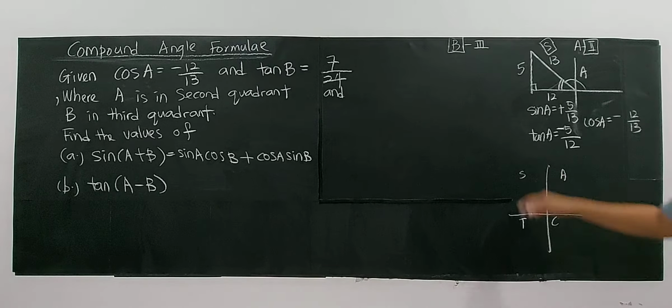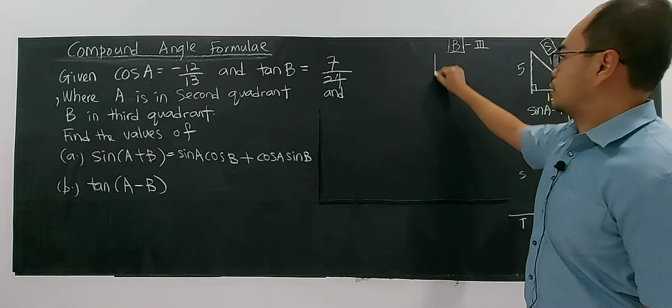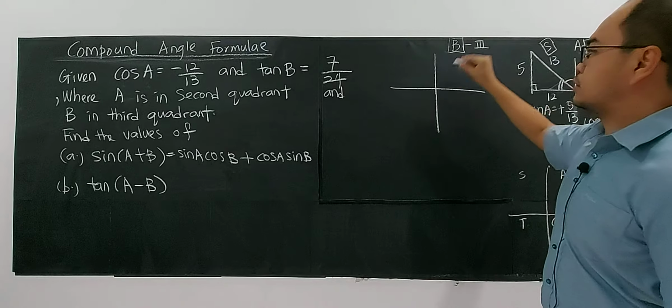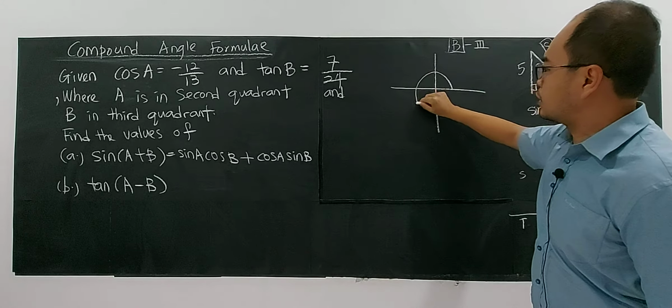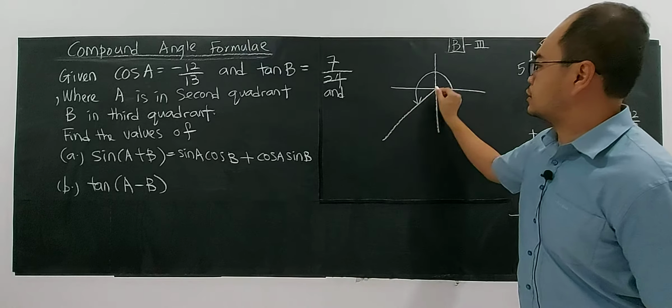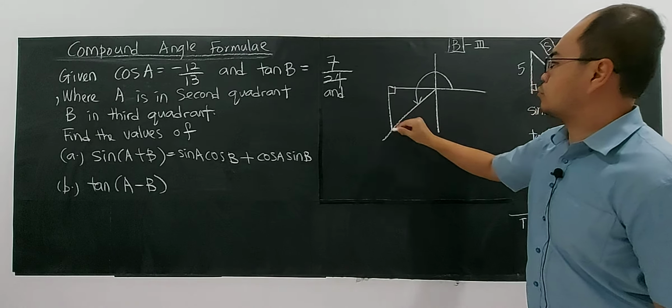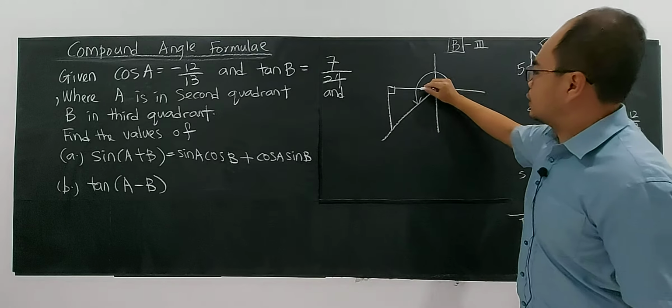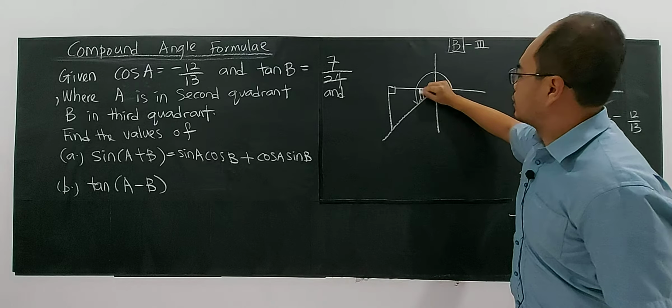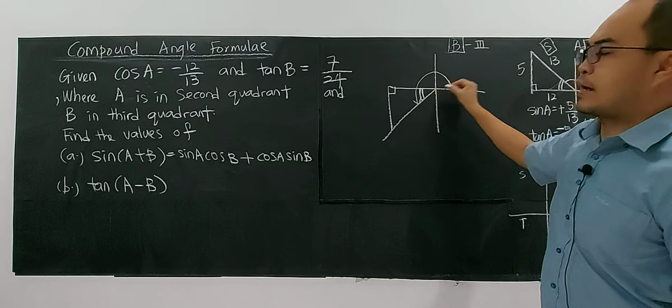Second quadrant, sine positive. Let's look at B. B is in the third quadrant. So go to the third quadrant. This is the right angle triangle that you're going to draw because it's in the third quadrant. This is the angle, the acute angle, the basic angle for this.